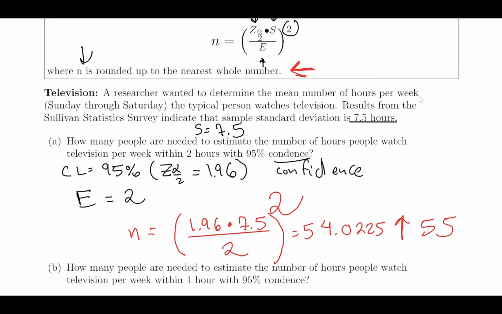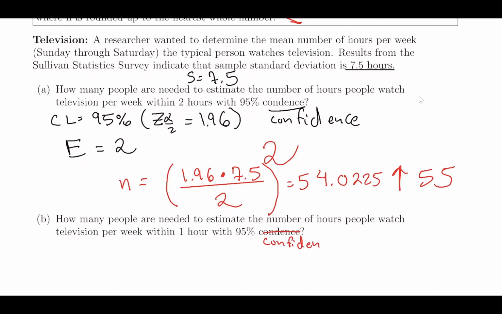All right, so let's do B. If you look at B, once again, this should say confidence. It said how many people are needed to estimate the number of hours people watch television per week within 1 hour with a 95% confidence. So everything is staying the same. What's the one thing that's actually changing? 1 hour. Margin of error.